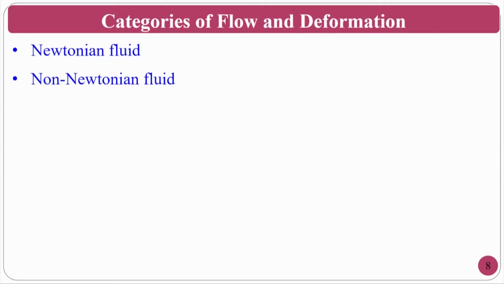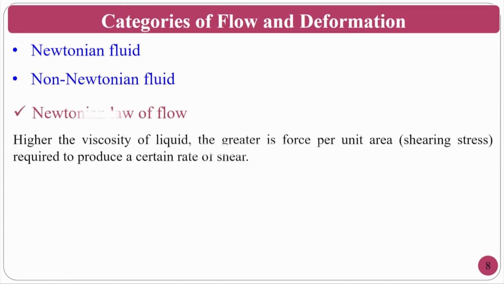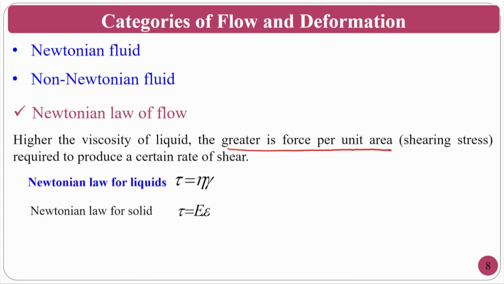Categories of flow and deformation. There are two categories. One is Newtonian fluid and non-Newtonian fluid that we have seen already. For the Newtonian fluid, the higher the viscosity of the liquid, the greater the force per unit area required. That is, the shear stress required is very high. That means you always should put in less energy as a customer. So for the liquids, tau equals eta into gamma dot, or some people say Newton viscosity into gamma dot.